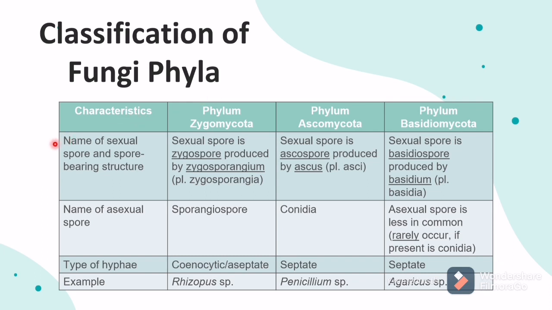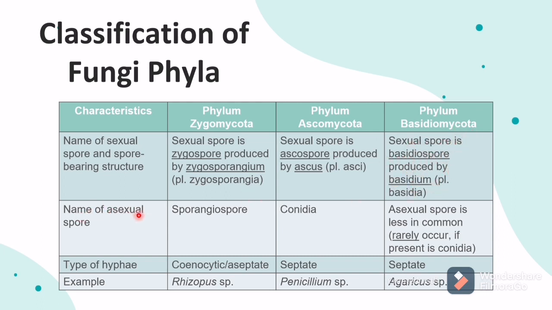For the characteristic of sexual spore and spore-bearing structure, for phylum Zygomycota, the sexual spore is zygospore produced by zygosporangium. For phylum Ascomycota, the sexual spore is ascospores produced by ascus. For phylum Basidiomycota, the sexual spore is basidiospore produced by basidium.